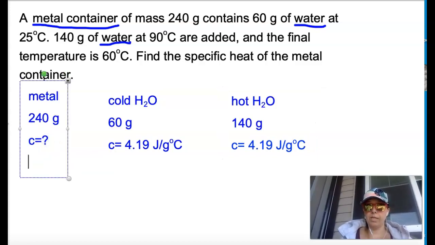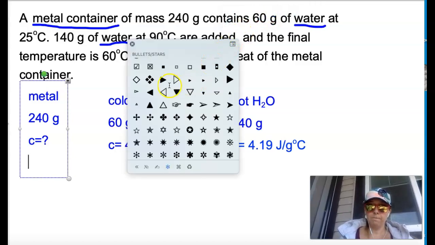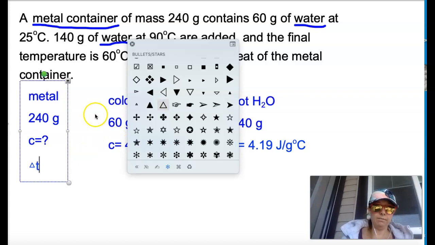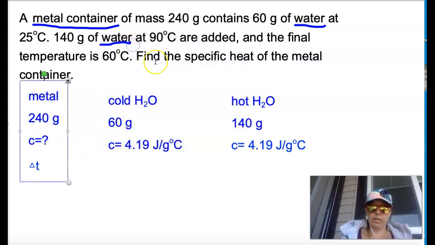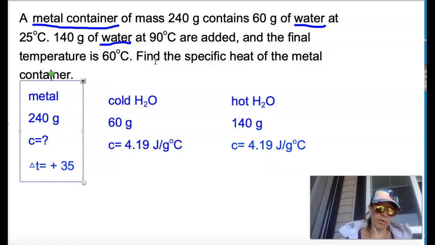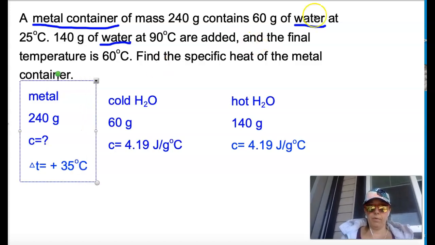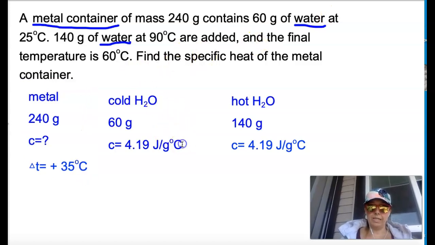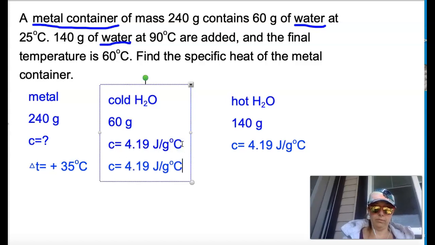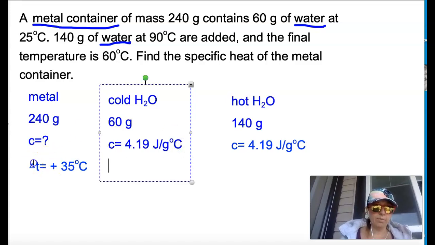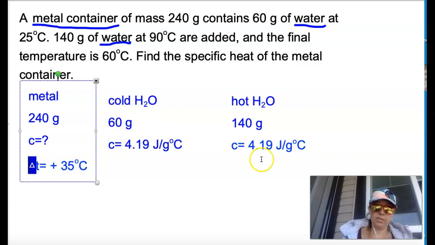oh, that's not in my little triangle mode anymore. So the delta T is going to equal positive 35 degrees C. Okay, and the cold water is going to be the exact same. Thought I had copy pasted that symbol. I did not. Let's fix that.